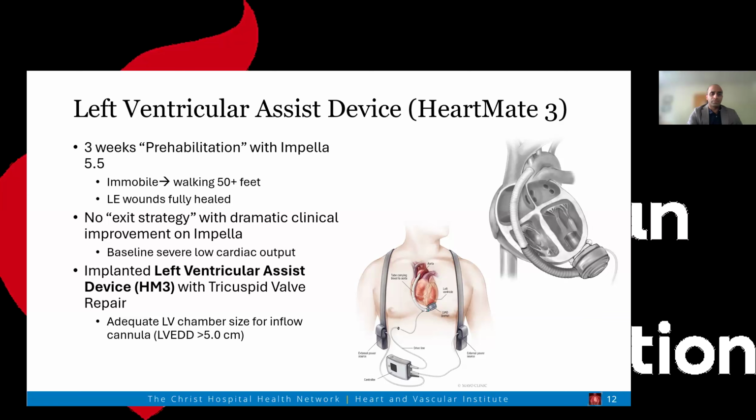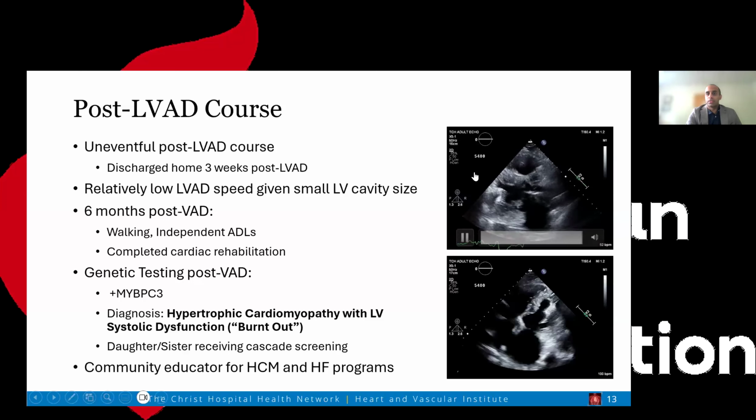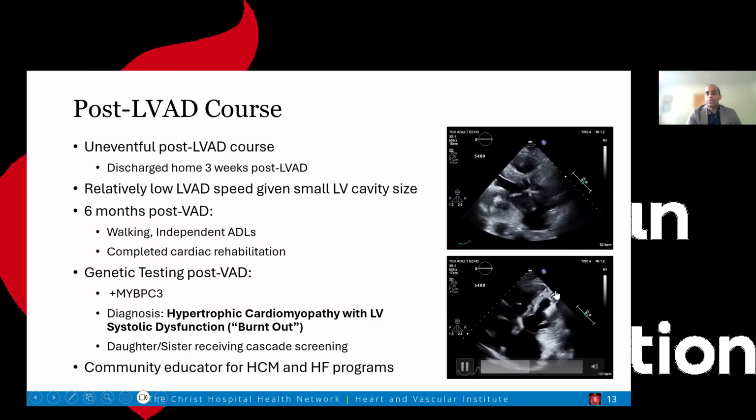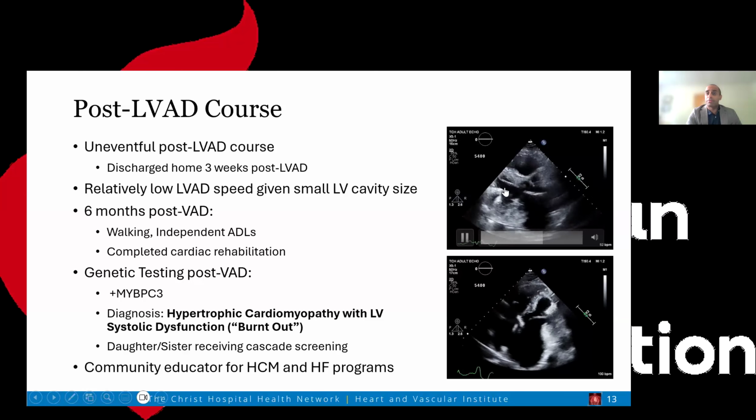She actually was felt to qualify for a left ventricular assist device because she had dilated out her heart slightly enough that a cannula could actually fit in. And I'll show you a picture of that here. So you can see here the left ventricle, and now you see this big metal thing fitting into it. That's the cannula, the inflow of the left ventricular assist device. So that was placed in because she had enough space for it. And many hypertrophic cardiomyopathy patients do not. So she was lucky in that way.